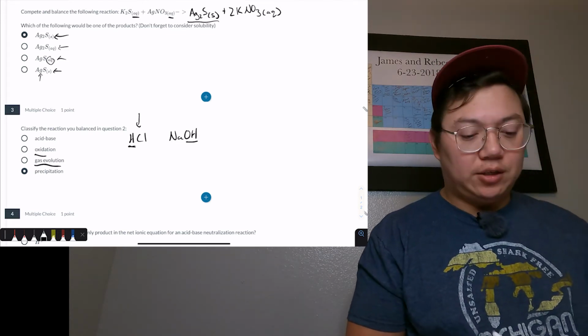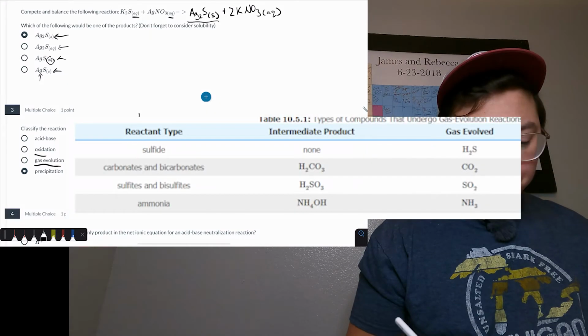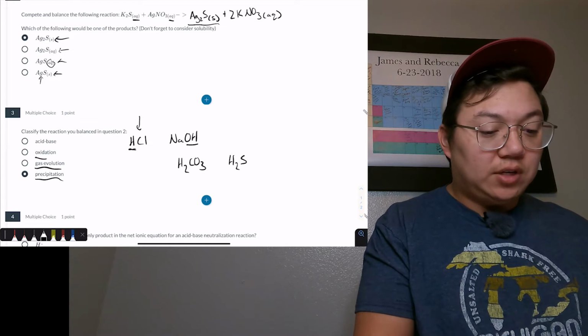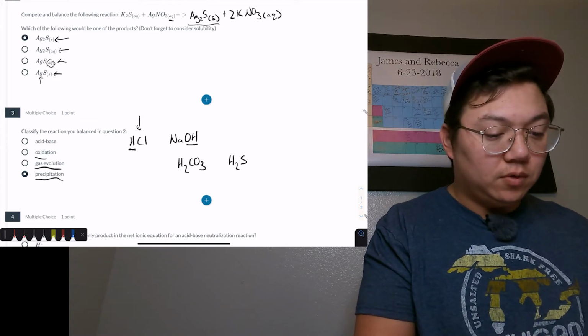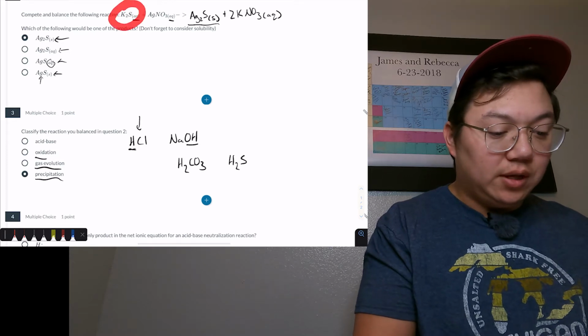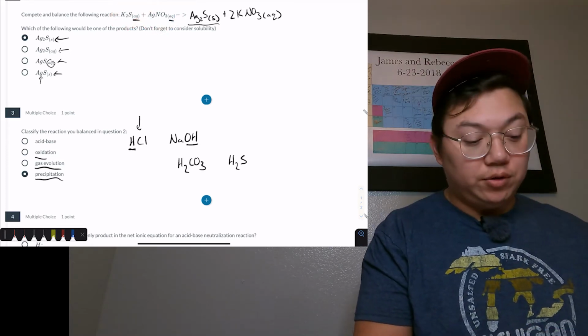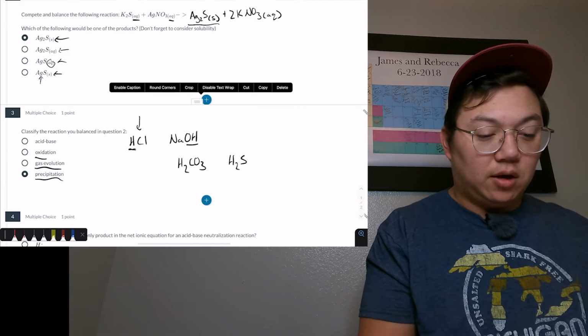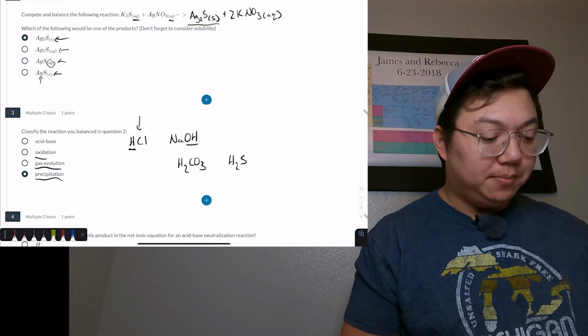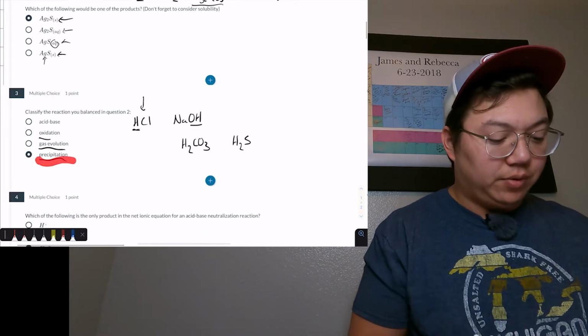Gas evolution reactions usually involve... Here's a table of the common gas evolution reactions. Products. Use this or a table from the book. And a precipitation reaction involves taking two liquids, like we have here, or two dissolved compounds, and getting a solid. So the correct answer for this problem would be a precipitation reaction.